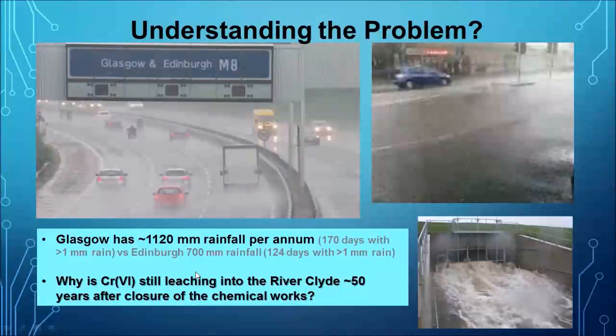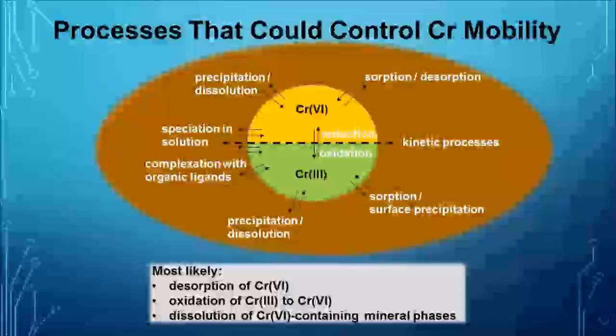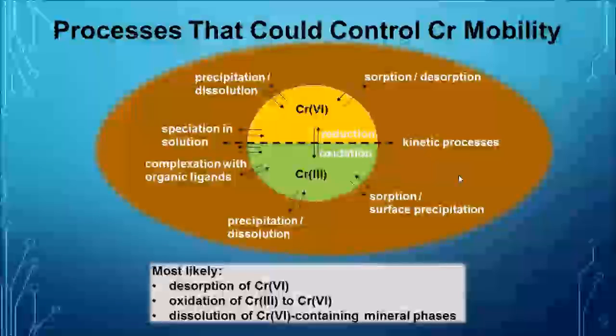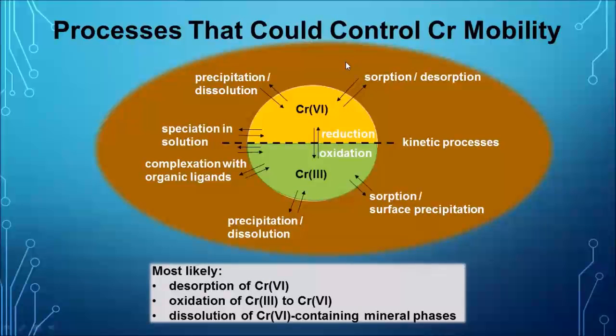So given that the waste material has been in these sites for 40 to 50 years, we wondered why chromium-6 is still leaching out into not only the groundwater system, but is detectable in the River Clyde. So we started by thinking about the processes that could be controlling the chromium mobility. And this slide here just summarises the main ones, based on our search of the literature for chromium-6 and for chromium-3. We considered 3 of these processes as being the most likely in terms of controlling chromium mobility at our sites.